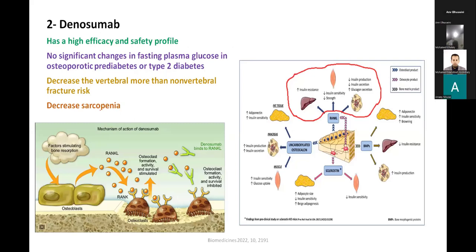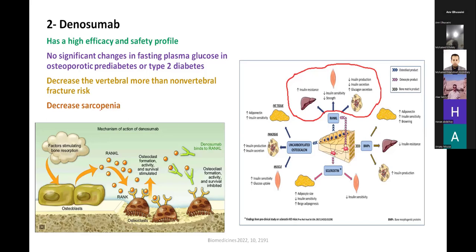Denosumab, which is the other anti-resorptive drug, acts by binding to RANKL molecules, and has high affinity and a good safety profile, as it can be used in many patients, including patients with different stages of kidney disease. By blocking the RANKL molecule, it could be expected to have an effect on insulin sensitivity or blood glucose, but studies found that there is no significant change in fasting blood glucose in diabetic or pre-diabetic patients. It was shown to decrease the risk of vertebral and non-vertebral fractures, with more effect on vertebral fracture.